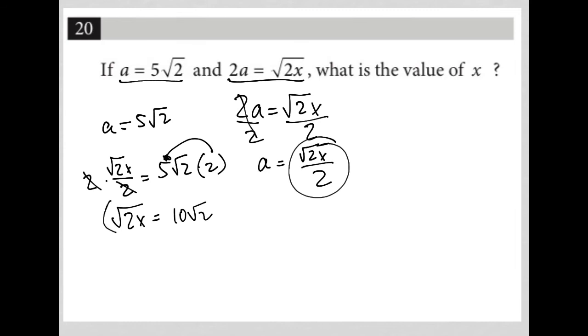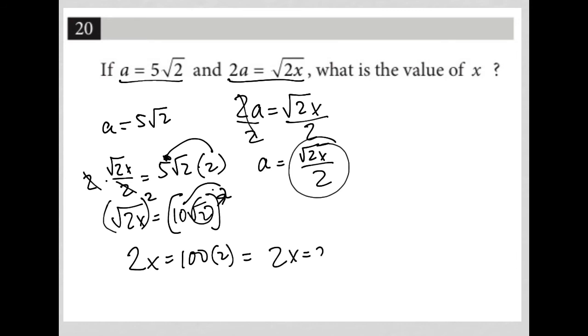And then whenever I have a square root, if I want to simplify it, I'm going to raise it to the second power. So I have to raise this whole thing to the second power as well. And I end up with 2x equals, now 10 squared is 100, and root 2 squared is just 2. This becomes 2x equals 200. And then we divide both sides by 2, and we get that x is 100. So quite a bit of simplification, starting off with some simplification which leads into substitution. So sometimes we link up different processes in math.